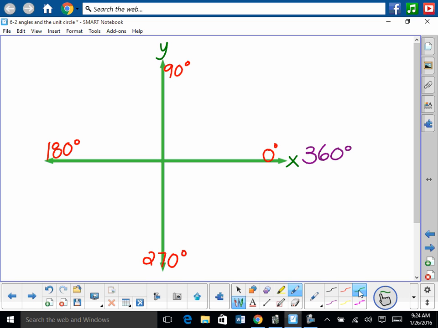So now understand this. What if I went counterclockwise? This would be considered negative 90 degrees. So this would be considered, if I'm going counterclockwise, negative 180 degrees. If I go again, this would be negative 270, and if I go to here, that would have been going negative 360. Is everybody good with that? No questions? Okay, awesome.